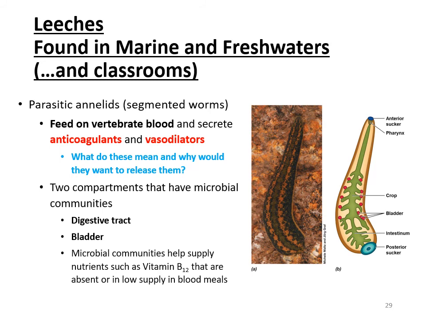Now, another organism found in marine and freshwater environments, which we also use in lab settings and in the research or medical field, are leeches. Keep in mind these guys are parasitic annelids, and when you hear annelids, that means they are segmented worms. As you've probably heard before, especially with regard to old school medical techniques, these leeches can feed on vertebrate blood and they secrete anticoagulants and vasodilators.